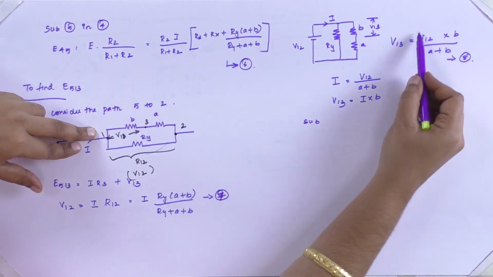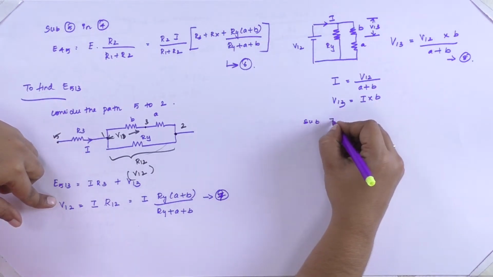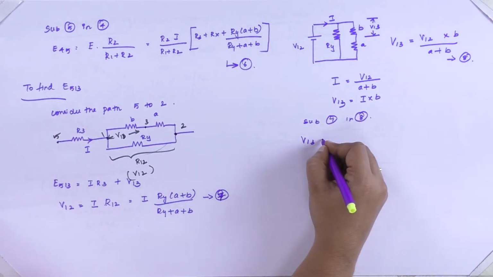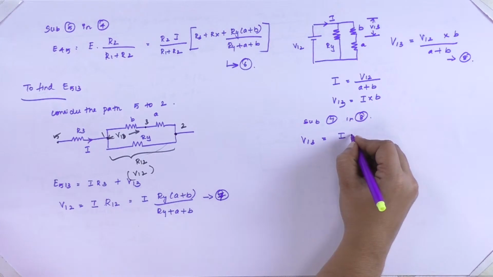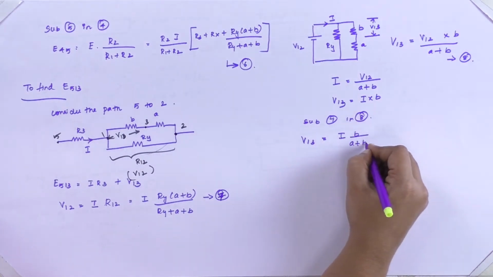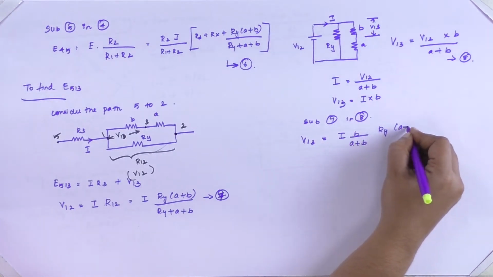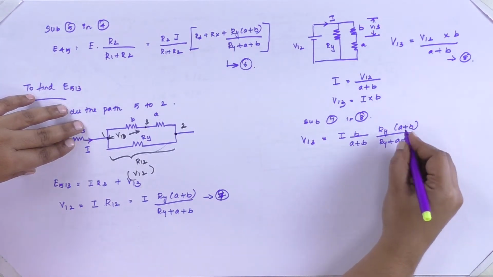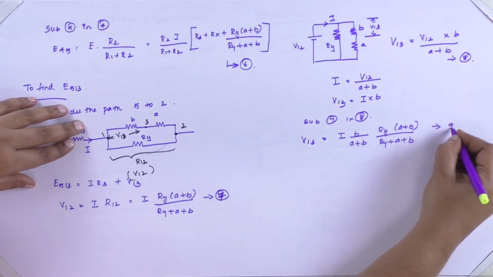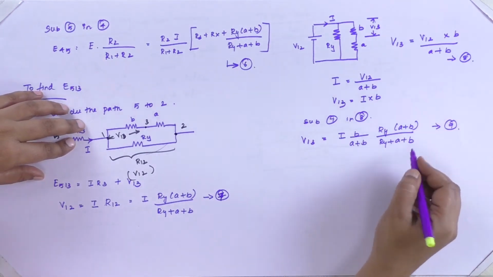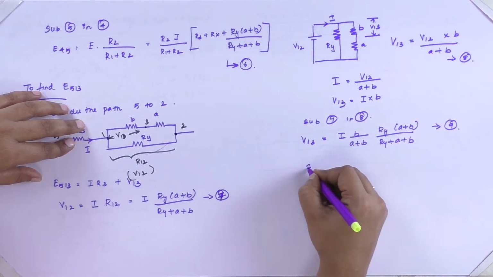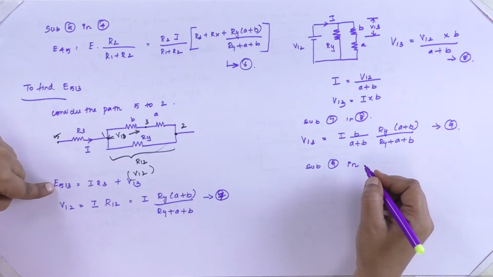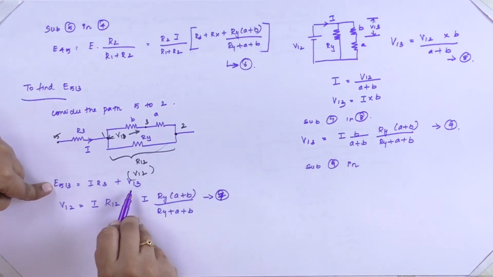Now, substitute the value of V12 from here, substitute 7 in equation number 8. So, I will get V13 as I B divided by A plus B into Ry into A plus B divided by Ry plus A plus B. Let me take this equation as equation number 9. Now, substitute the value of V13, that is equation number 9, in this equation E513.